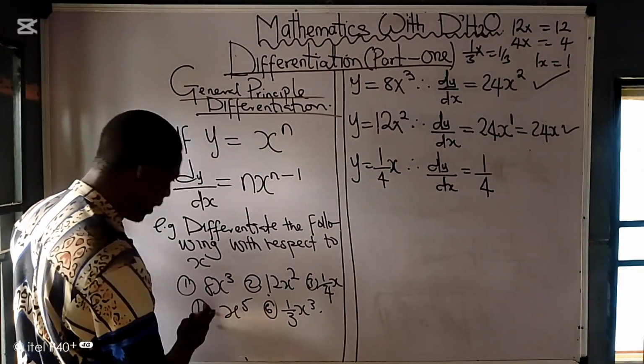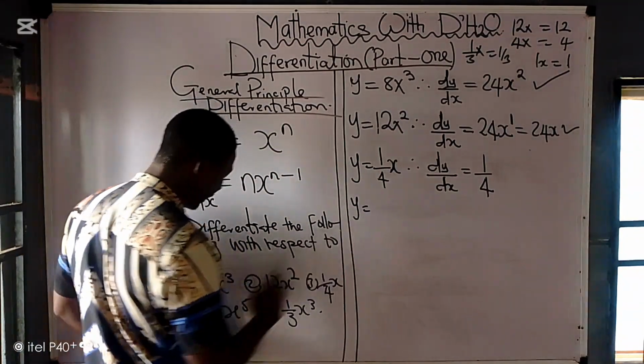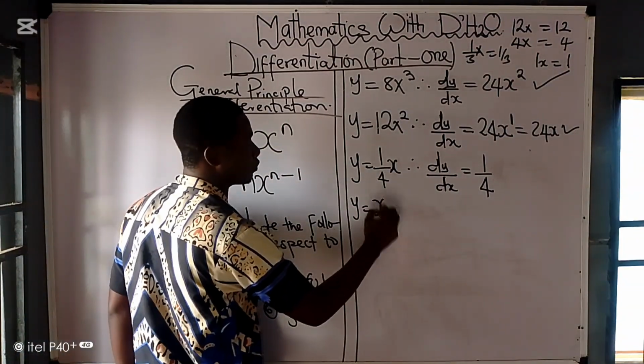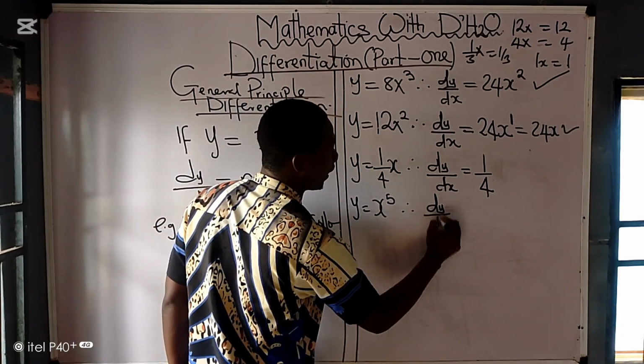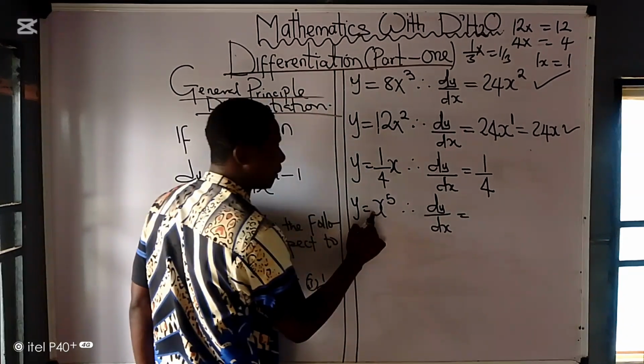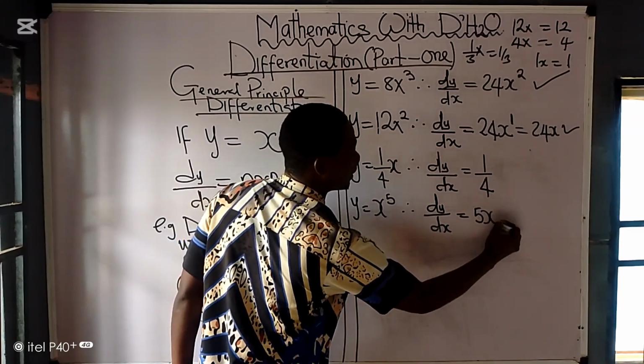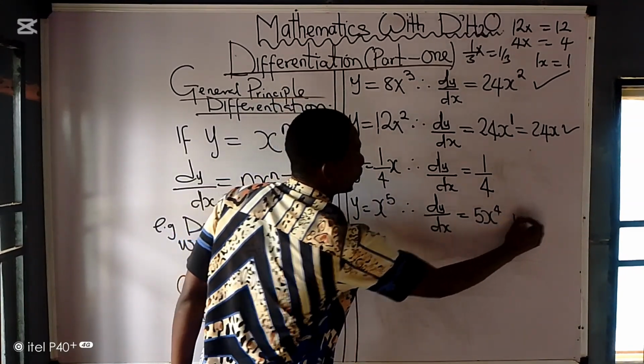So, the next one says, y is x raised to the power of 5. How do I do it? Very easy. dy over dx, see 5 times x will give us 5x. Remove 1 here, raised to the power of 4. That's the answer.